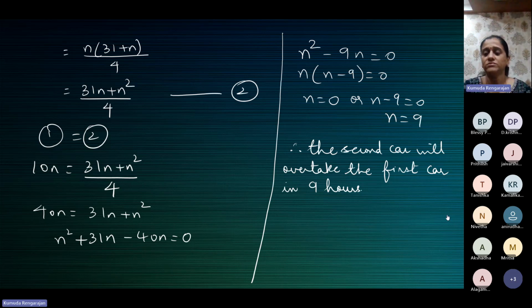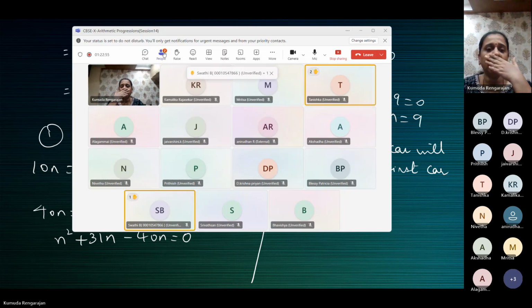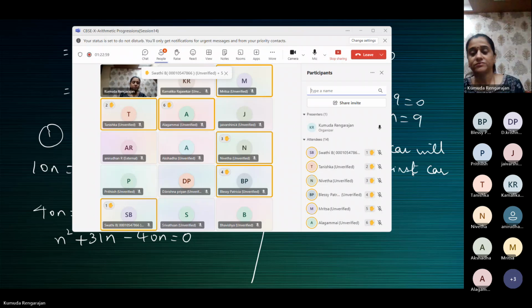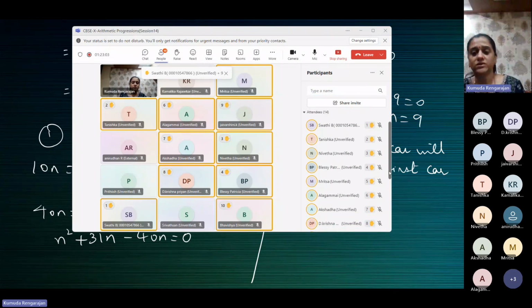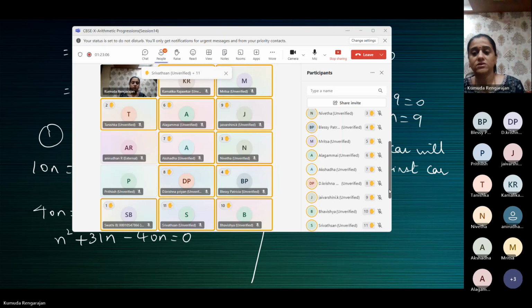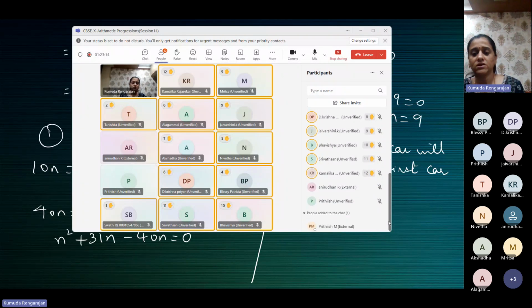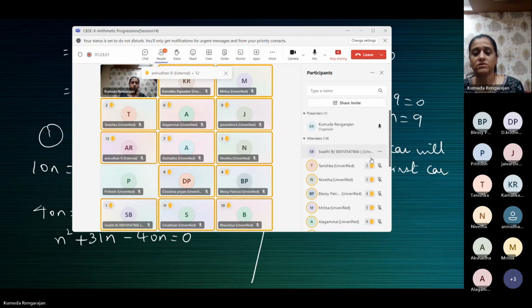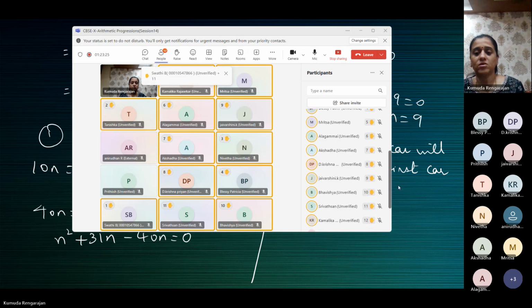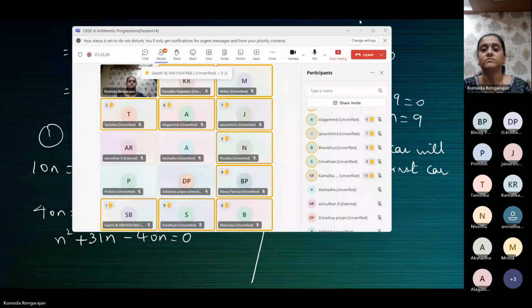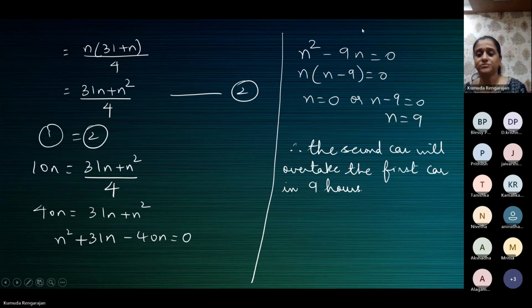Children, use the emoji, raise your hand. Sorry. Swati, Tanishka, Niveda, Blessy, Mritsa, Aragamai, Akshada, Krishna Priyan, Jayvarshni, Bhavishya, Srivatsan, Kamalika, Aniruddhan, and Pratish. Okay. All the children, very good. Thank you.